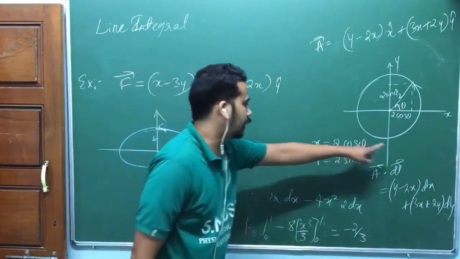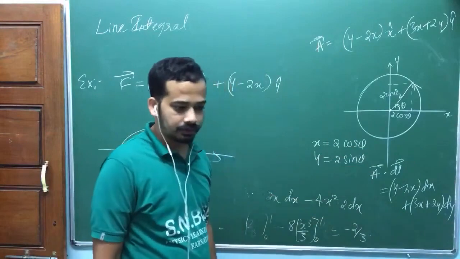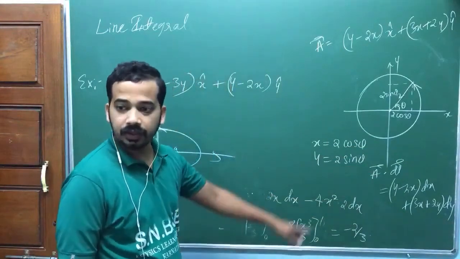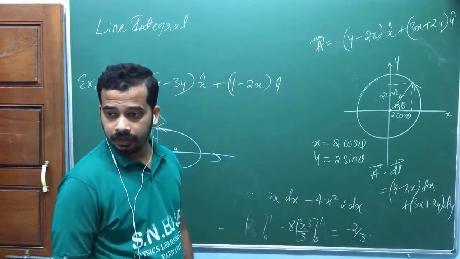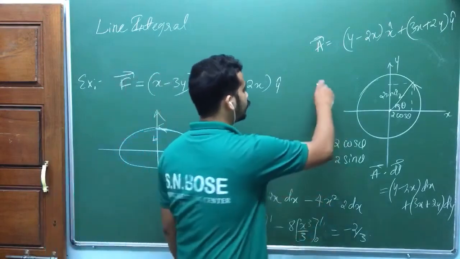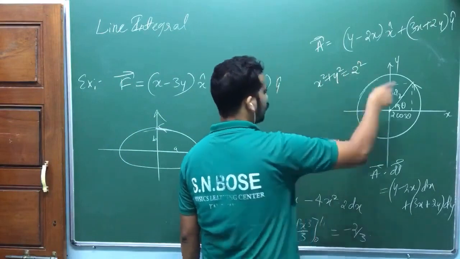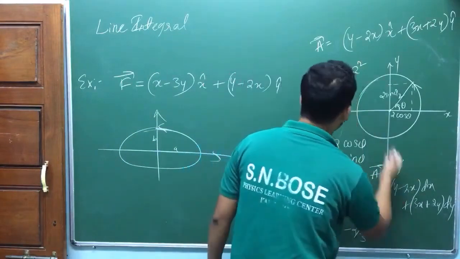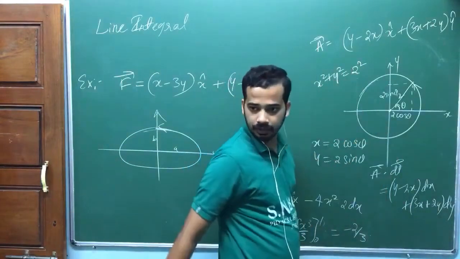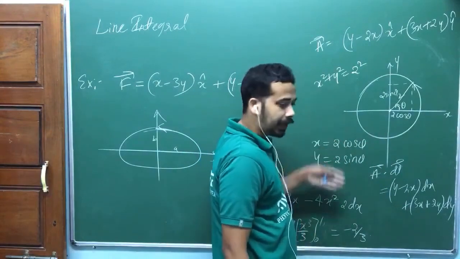dx and dy can also be written in terms of d theta. That's another way of doing it. One way is to use the equation of a circle, x squared plus y squared equals 2 squared, and convert the two variables into a single variable using this equation. The other is using the parametric equation.